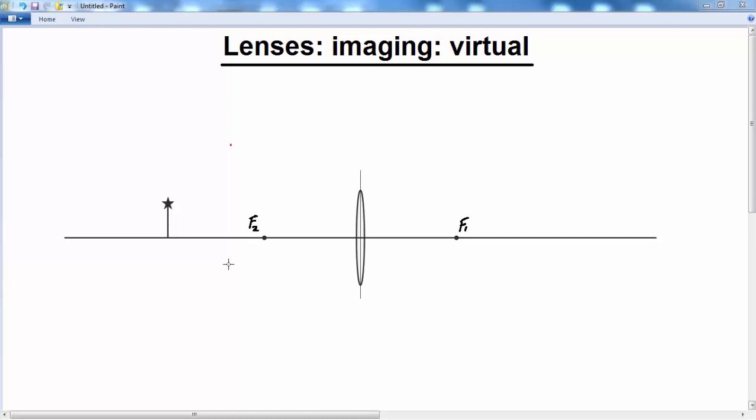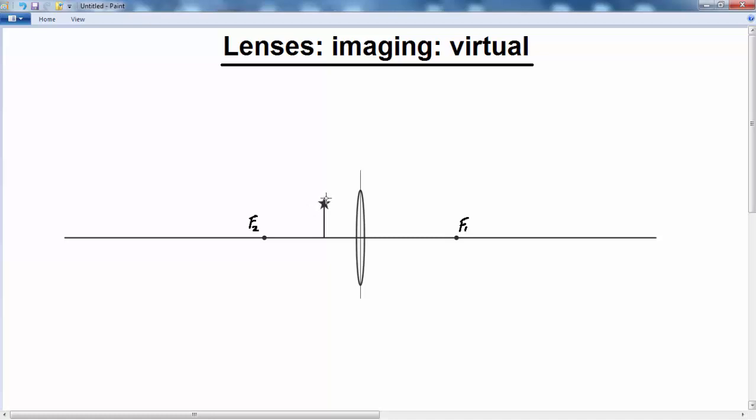In this lesson we're going to see what happens when we position the object between the lens and the principal focus, f2. So let's say we position the object around about here, and exactly the same ray tracing principles apply to this situation to find the image as in the previous lesson.